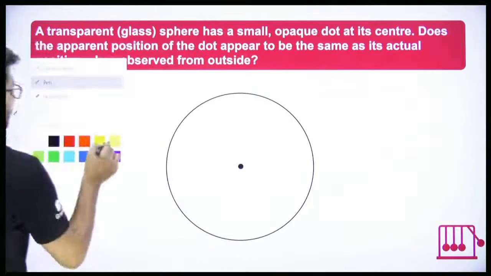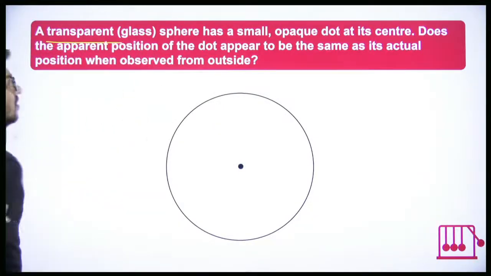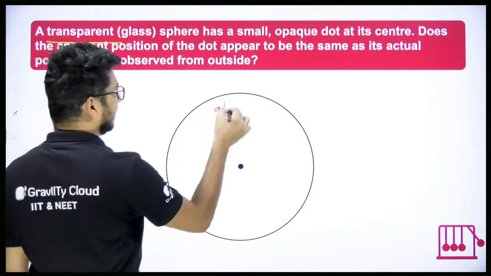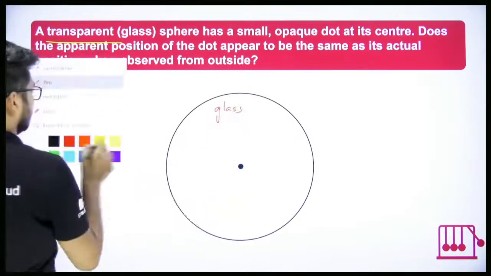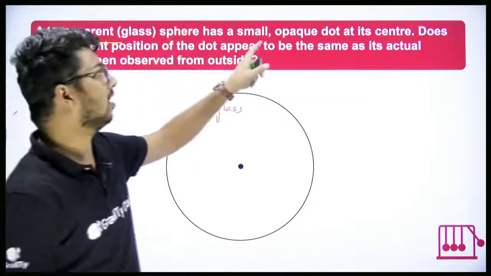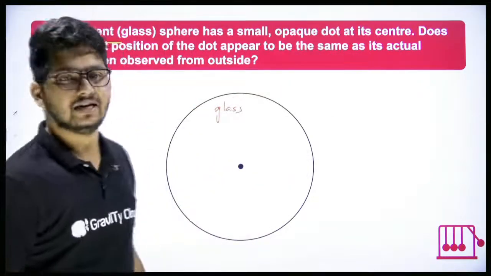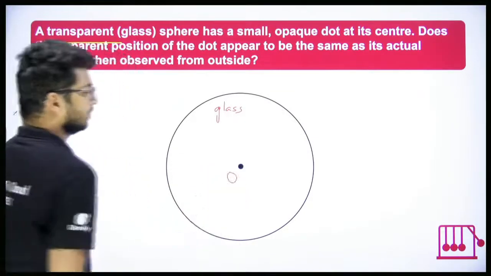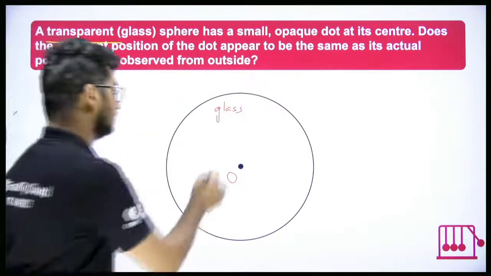What is that? A transparent glass sphere. So this is glass, if you look at the image. It has a small opaque dot at its center. We can call that the object. So this is the object, and it is exactly at the center.